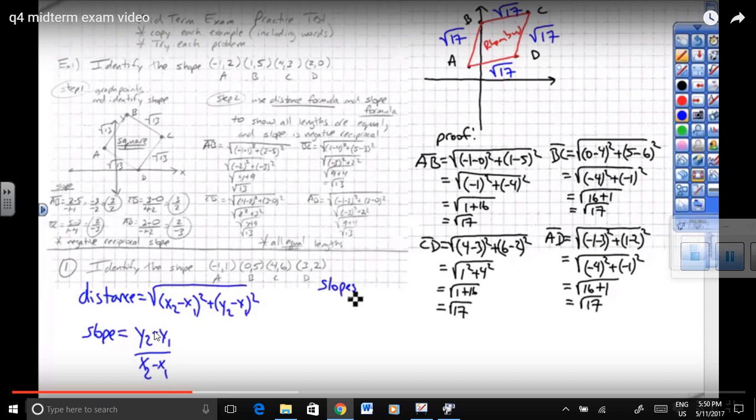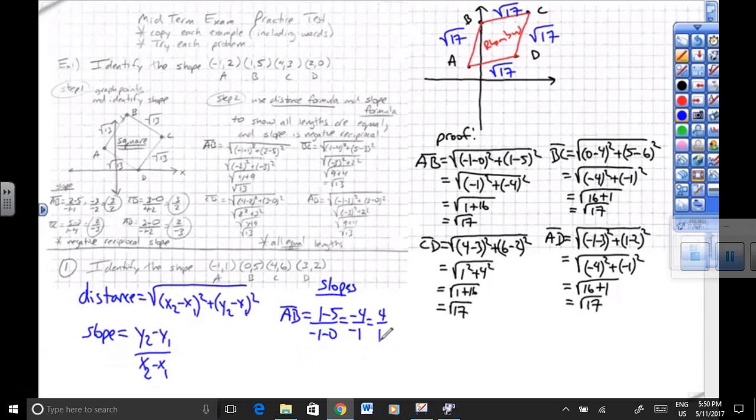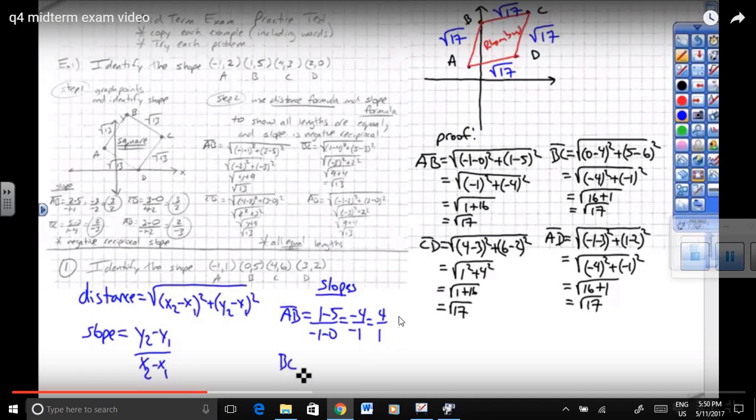So here are my slopes. Between A and B, I have 1 take away 5. I'm subtracting left to right, subtracting the Y coordinates, 1 minus 5 on top, over negative 1 minus 0. 1 minus 5 is negative 4. Negative 1 minus 0 is negative 1. That simplifies into positive 4 over 1. We never write these two negatives right here in algebra.